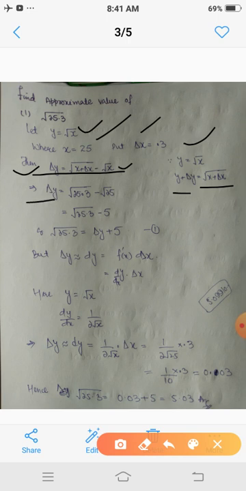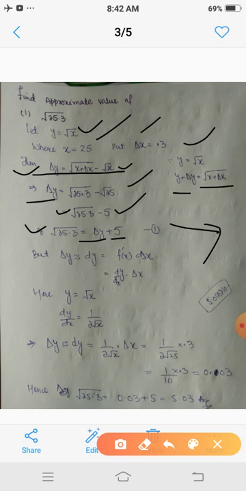Here x plus del x is 25.3, so del y equals root of 25.3 minus root 25. Root 25 is 5, so root of 25.3 is del y plus 5. Name it equation first: the value of root 25.3 equals del y plus 5. Now we have to find this del y. What is del y?